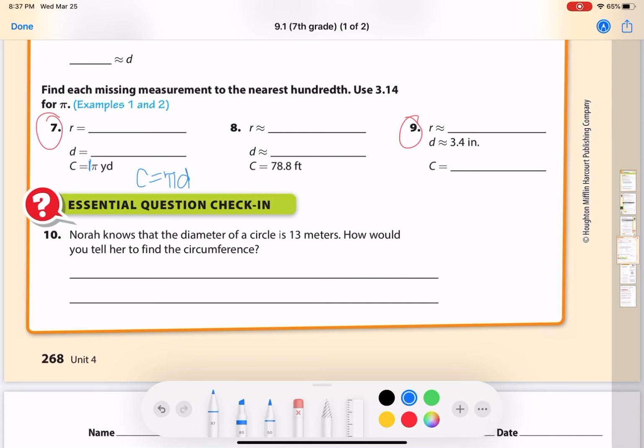So what I can fill in is my diameter is 1 yard. And remember, to find the radius, you take half of the diameter, so 1 divided by 2 is 0.5 yards.